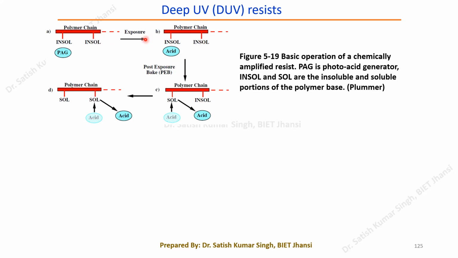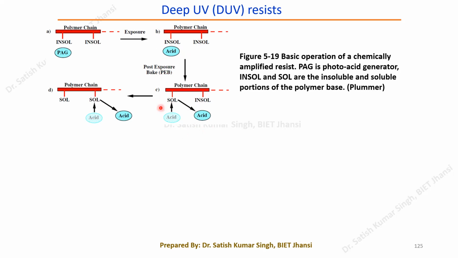So first we expose it. After exposing, the PAG material generates a particular acid, and then we have to do the post exposure bake. Once we do the baking, this catalyst acid will generate more acids. Initially it was insoluble and could not dissolve in the developer solution, but after the post exposure baking, this will become a soluble chemical.